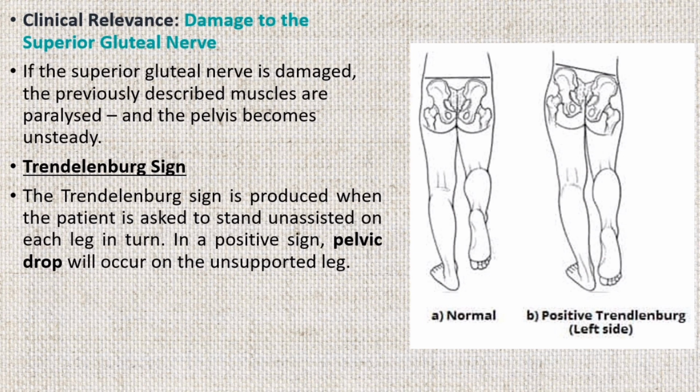Pelvic drop can be recognized by observing the level of the iliac crests on both sides. For example, if the left gluteal muscles are weak, the right side of the pelvis will drop when the patient stands on their left leg and the right leg is unsupported.